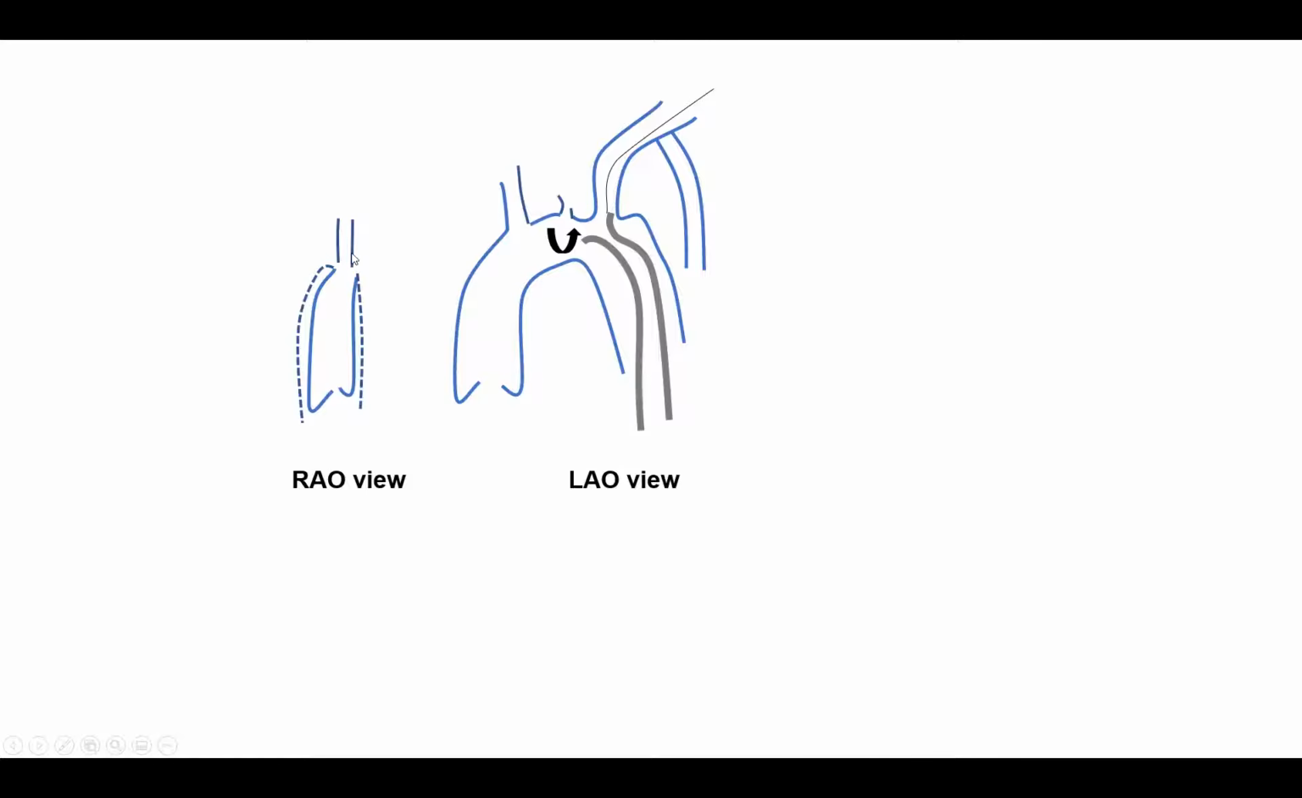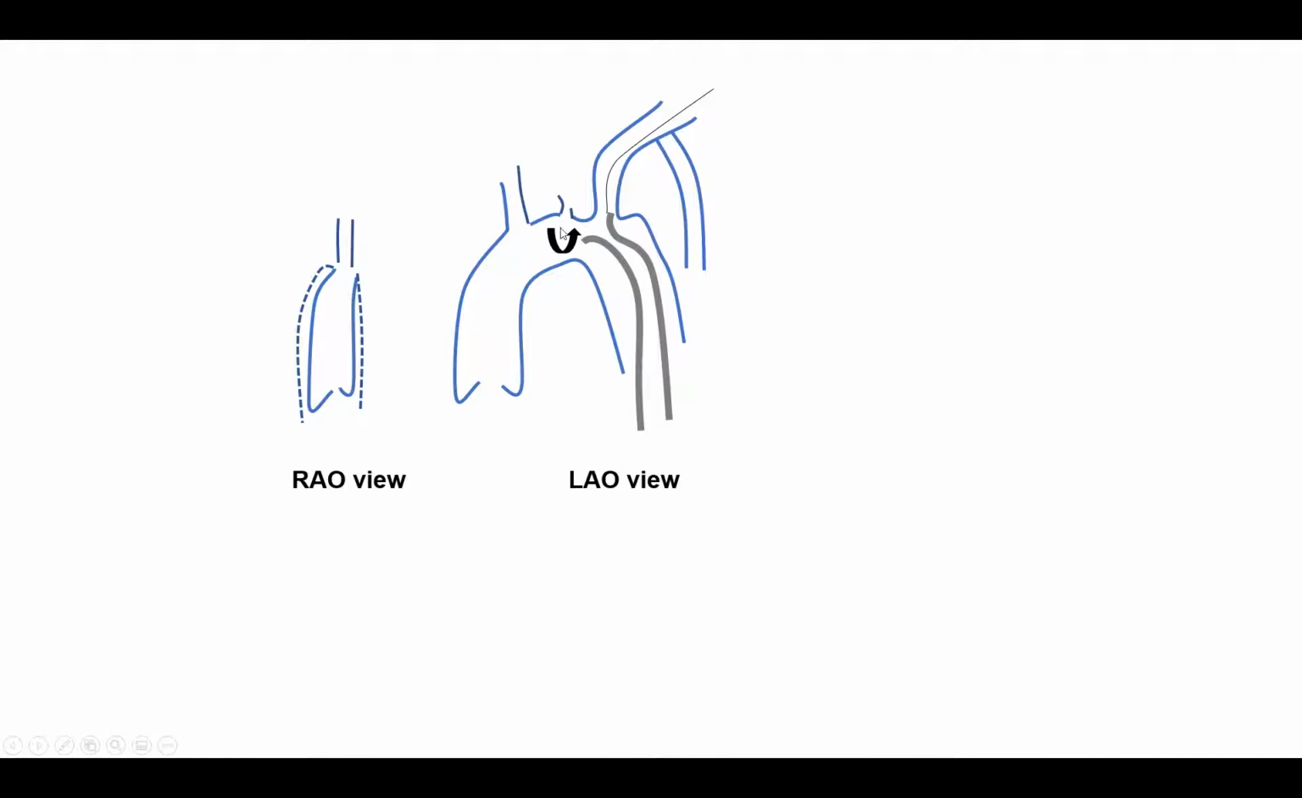RAO view, you can engage the right innominate and think you're in the left subclavian. You cannot tell. So you have to use an LAO view to lay those out and know how much to pull. Also, LAO view will help you see the shape of the catheter, help you know the morphology of this aortic arch, how steep it is. And I'll go back to this a little later.